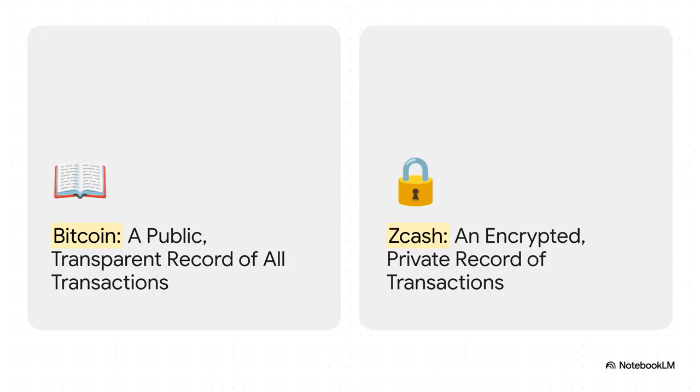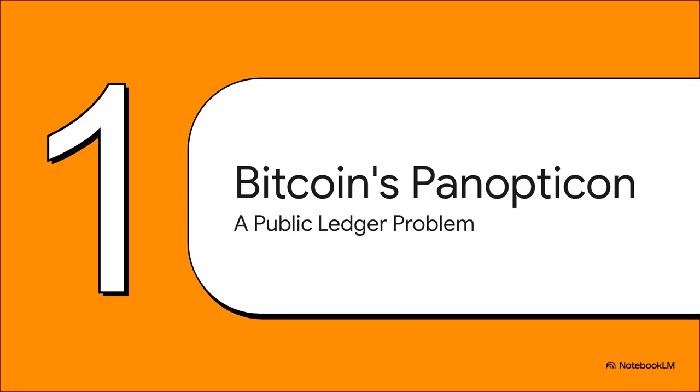So what's the fundamental difference between Bitcoin and Zcash? It's pretty simple, really. Think of Bitcoin's ledger like a public book, where every single transaction is written down for anyone to see anytime they want, forever. Zcash, on the other hand, is like an encrypted diary. It keeps all your financial details private by default. It's literally the difference between shouting your bank balance out loud in a crowded room and whispering it to a trusted friend. And that brings us to our first big idea, what we're calling Bitcoin's panopticon problem.